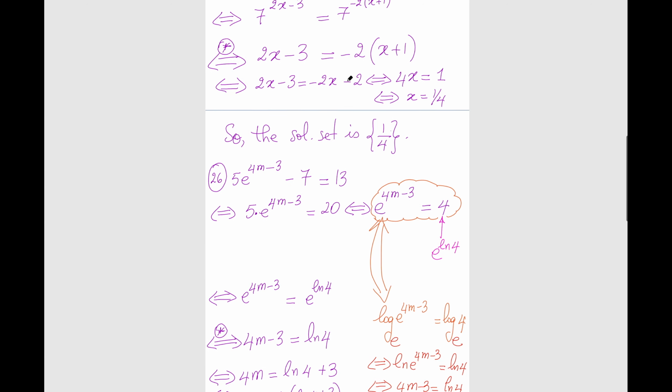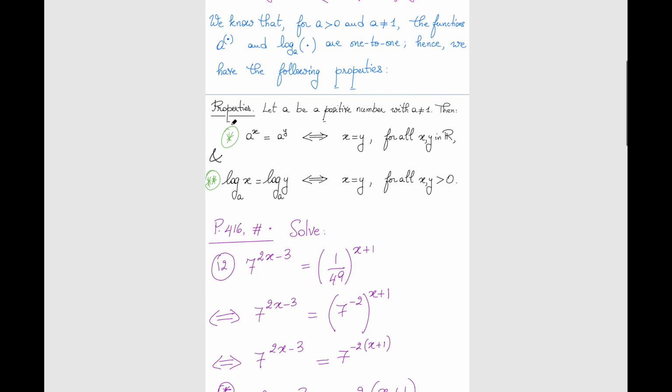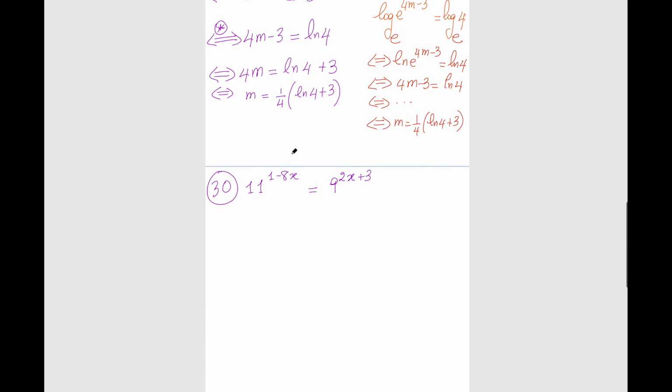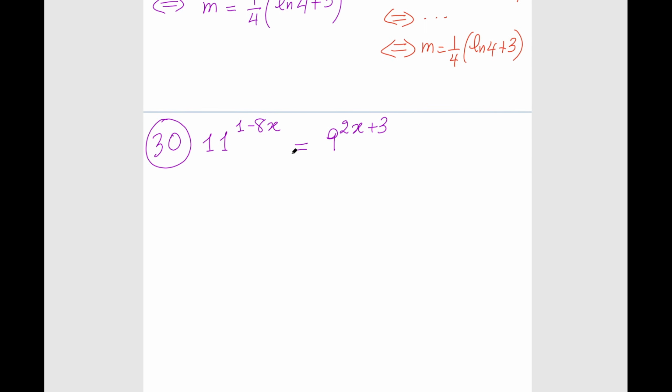11 to the power 1 minus 8x is equal to 9 to the power 2x plus 3. All right. This is clearly an exponential equation, but the bases are not the same. Here I have the base 11, here I have the base 9, and as such the asterisk property doesn't apply, because we must have the same base for the property asterisk to be invoked, right? So I cannot do so. So what should I do?